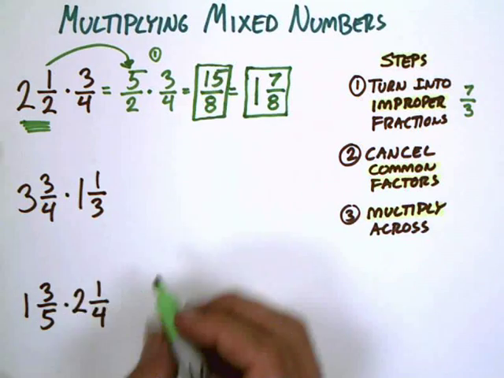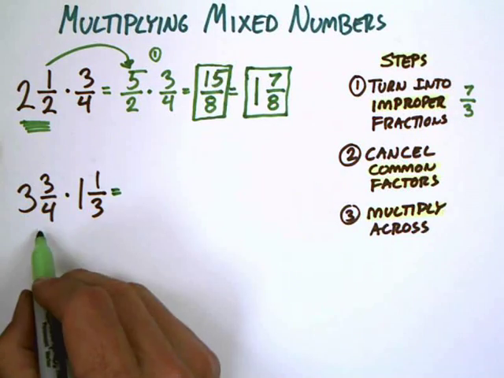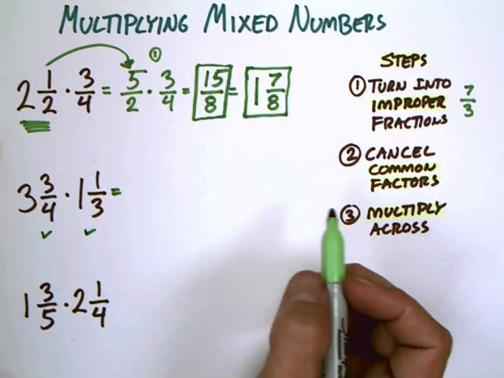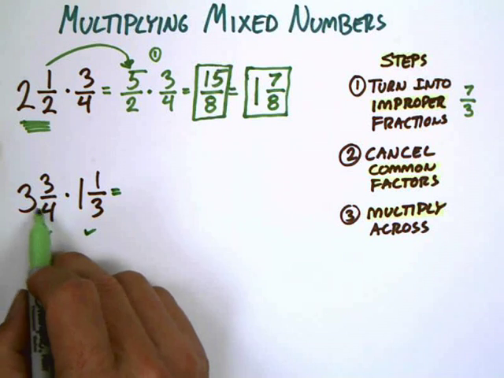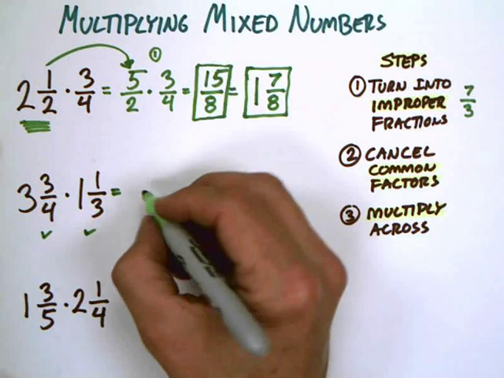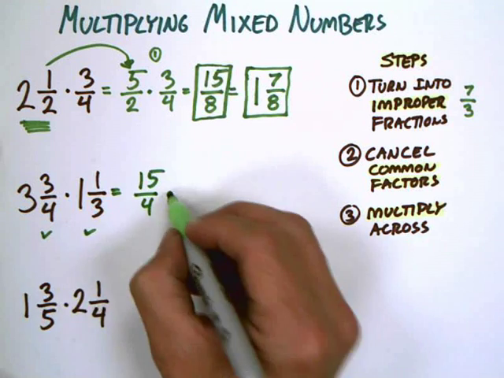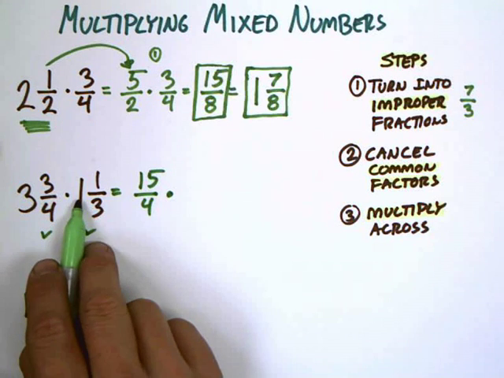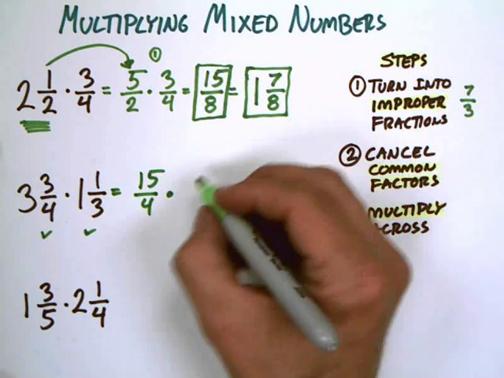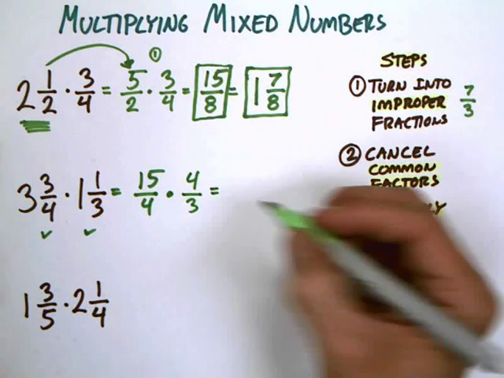All right, second example, here we go. Let's turn these into improper fractions. So now we have both of them. We're going to end up with 2 improper fractions. So 3 times 4 plus 3 is going to be 12, 13, 14, 15. So there's going to be 15/4 from the first one. And the second one is 3 times 1 plus 1, so 3 times 1 plus 1 is worth 4/3.